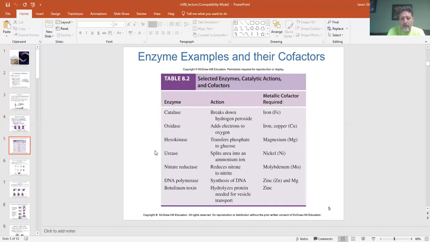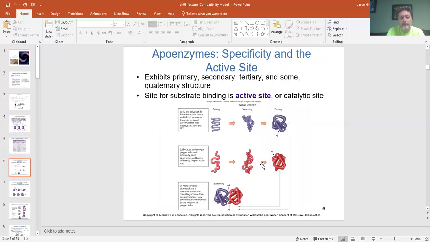These are some common ones. Enzymes, notice that they all end in ASE. Those are enzymes. This is what they do, and this is the cofactor that helps them out, which is why you need to have your vitamins and minerals.